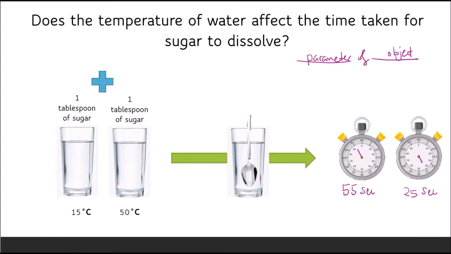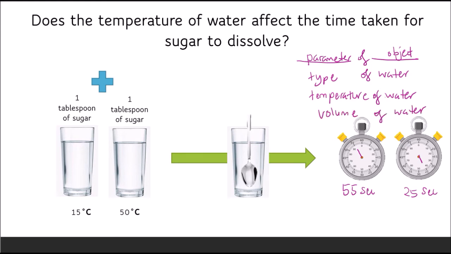To write the variables, let's find the object first. Let's say I want to take the water as an object. What parameter is suitable for the water? Yes, the type of water. Anything else? Yes, the temperature of water. The amount, or we can say the volume of water. Is there anything else?